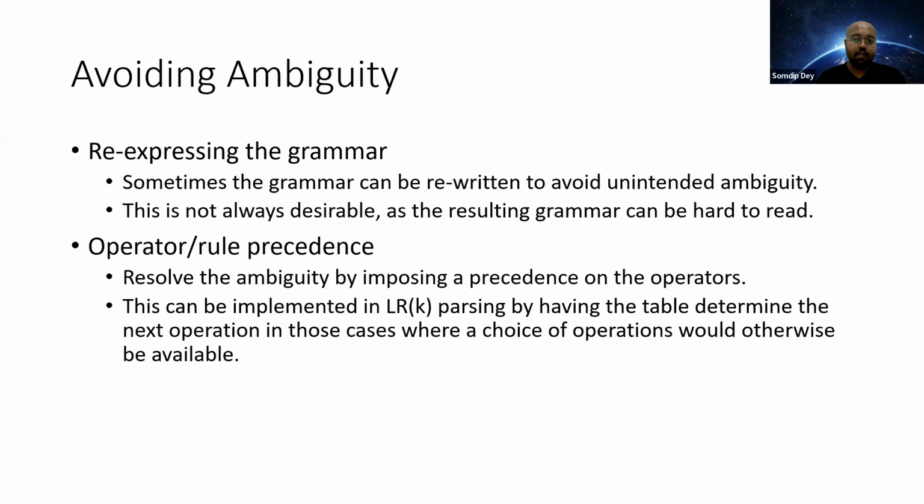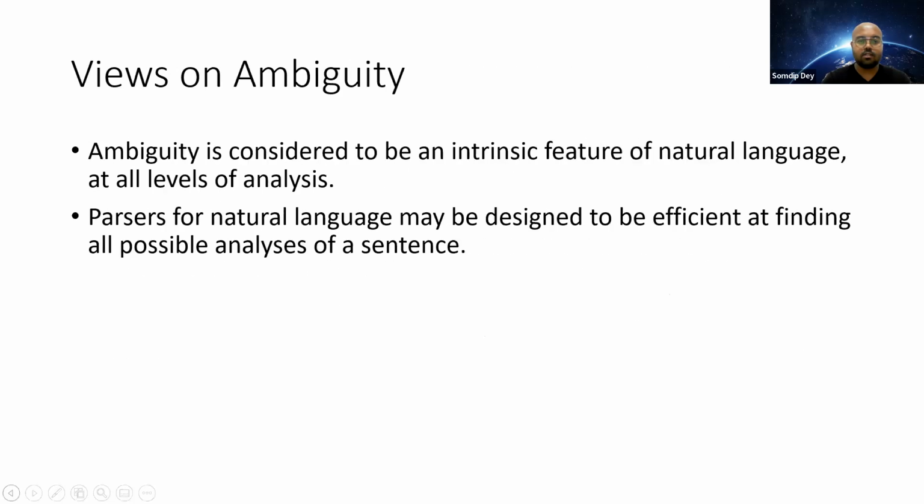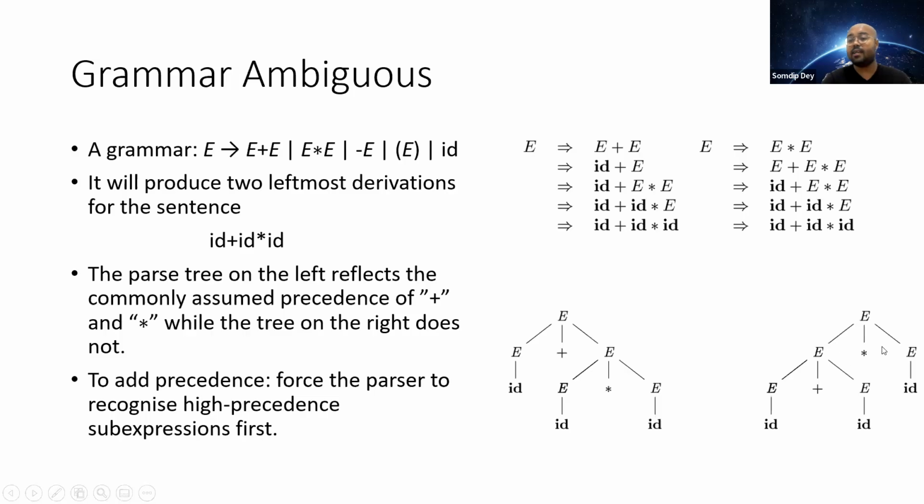The other solution is operator or rule-based precedence, where you resolve the ambiguity by imposing a precedence on the operators. This can be implemented in LRK parsing by having the table determine the next operation in those cases where a choice of operation would otherwise be available. And we have also seen with an example how you can provide operator or rule-based precedence to reduce any form of ambiguity. That example was this one. Here, star should have higher precedence than plus. So that's how you can avoid one form of ambiguity.